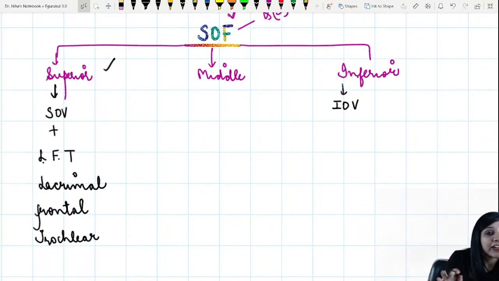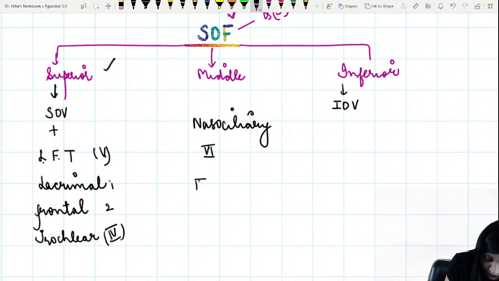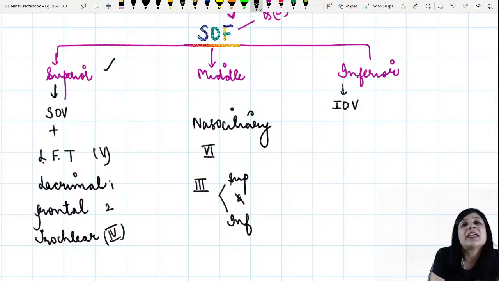And middle. Now whatever is left, you have got the fifth here. Then you have the fourth here. So which is left? This is 1 and 2. So what is left is nasociliary, that is passing here. Then you have got the sixth nerve which is passing from here, and you also have the third nerve. So the third nerve, both the divisions, superior as well as inferior divisions. And then you have the inferior ophthalmic vein. So see, very easily you can learn.